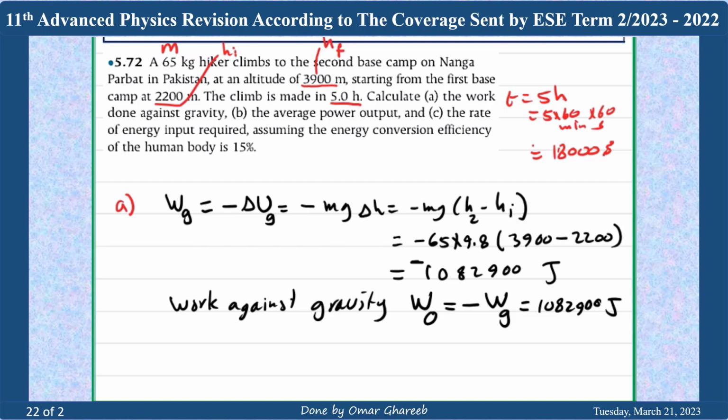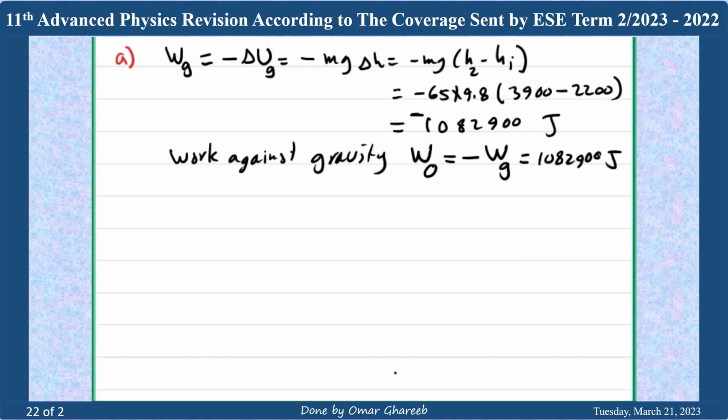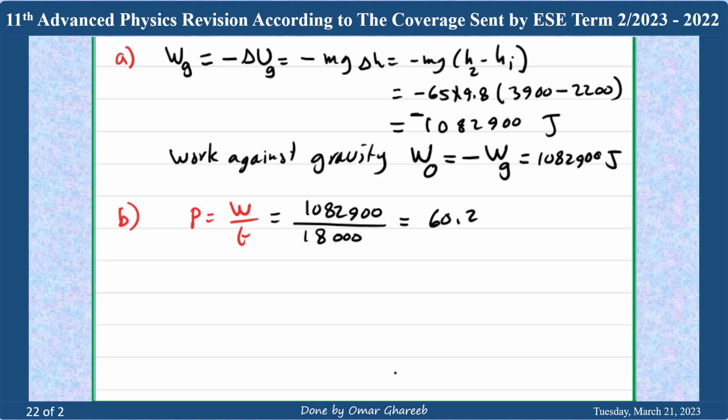Now part B needs the average power. Okay, it's very easy. B: average power equal work over time. I have the work, 1,082,900 over the time, it is 18,000. So the answer is 60.2 watt.